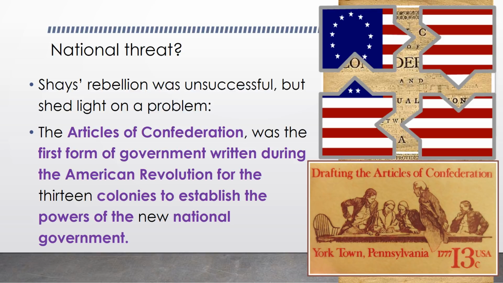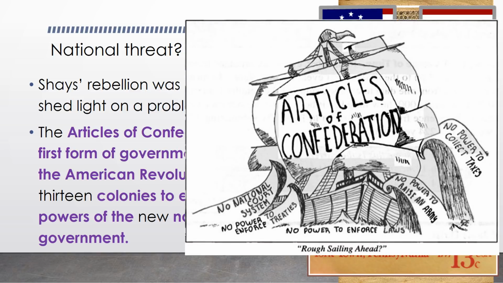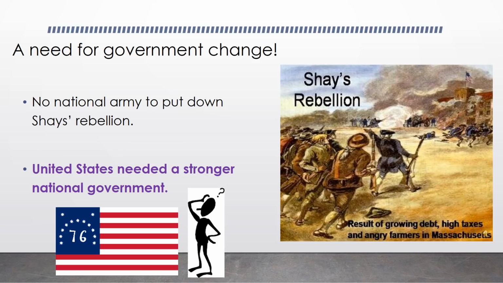The Articles of Confederation were like a sinking ship with no power to collect taxes, no power to raise an army, no power to enforce laws, no national court system, and no power to enforce treaties. With its many obvious problems adding up, the Articles of Confederation kept accumulating more and more leaks in the ship's hull. It was going down, and there was nothing to stop it. Draw your own version of this sinking ship cartoon of the Articles of Confederation next to your notes.